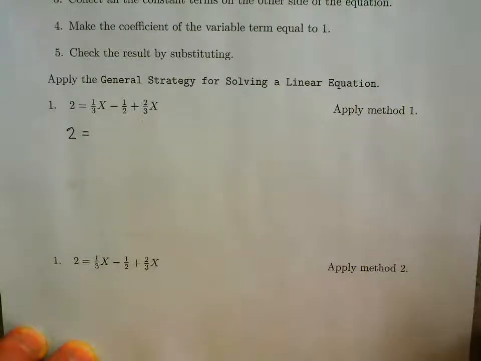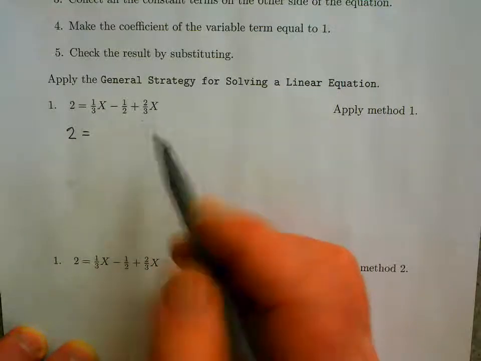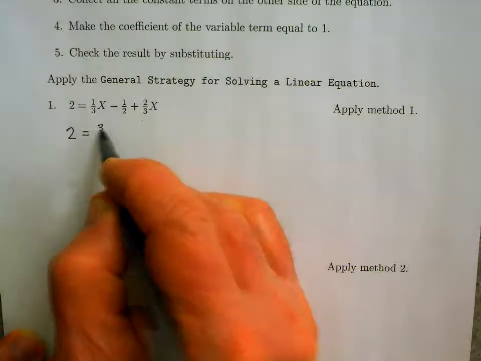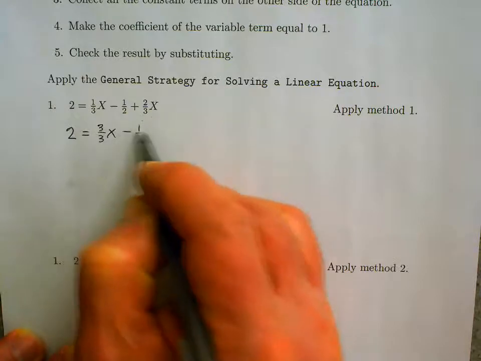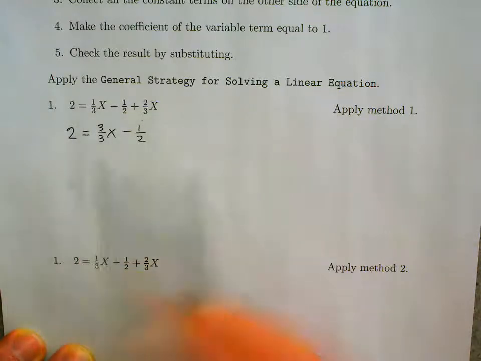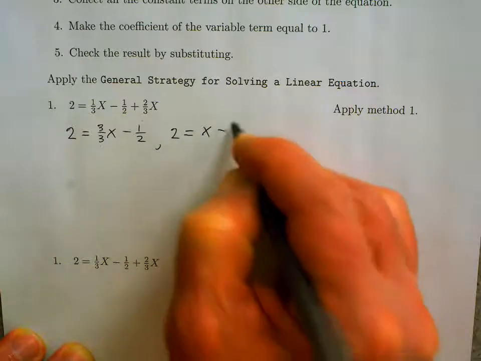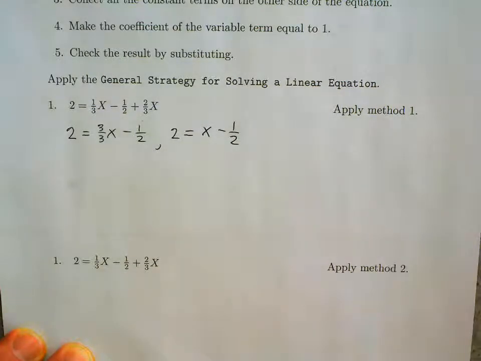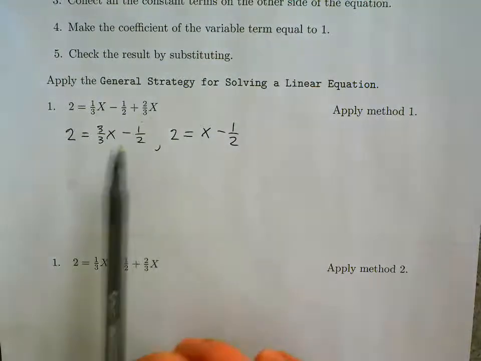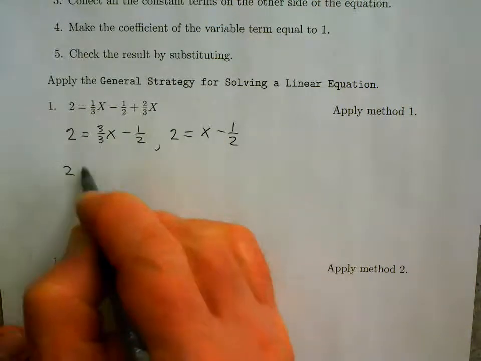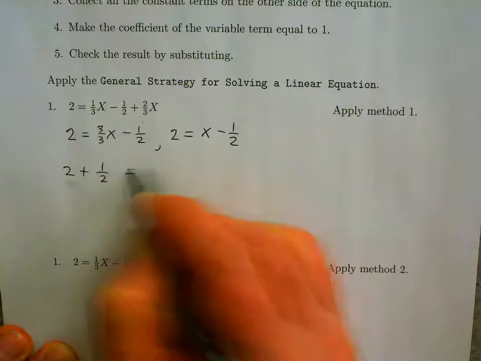1/3 x plus 2/3 x is 3/3 x. But 3/3 is just 1, so we can write this as 2 equals x minus 1/2. And now we're just one step away from the solution. Add 1/2 to both sides. So 2 plus 1/2 equals x.